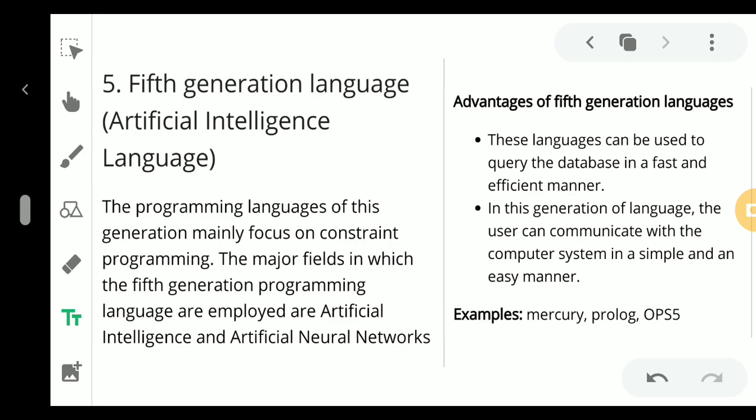So what are the advantages of the fifth generation language? The language can be used to query a database in a fast and efficient manner. With this generation of languages, the user can communicate with the computer system in a simple and easy manner. So what are the disadvantages of this? Fifth generation languages can be used effectively only for relatively small application areas. Logical programming languages of the fifth generation have proved to be highly inefficient.